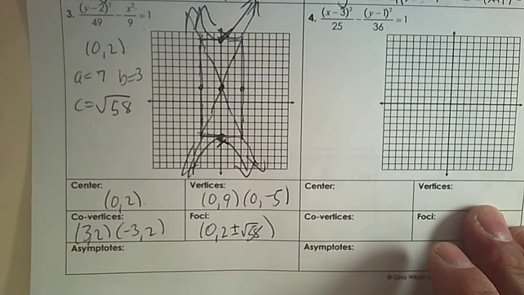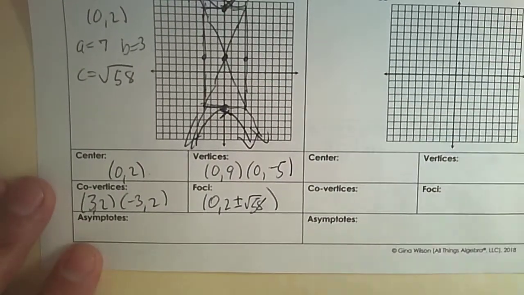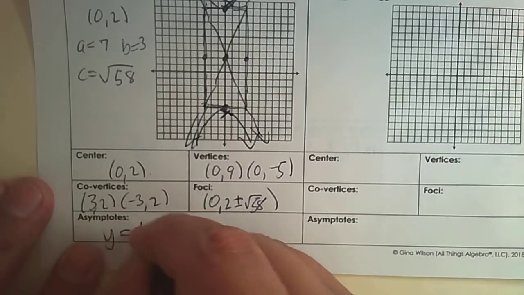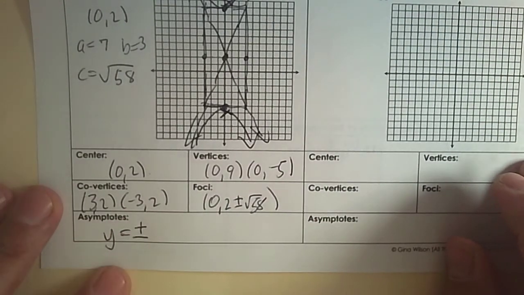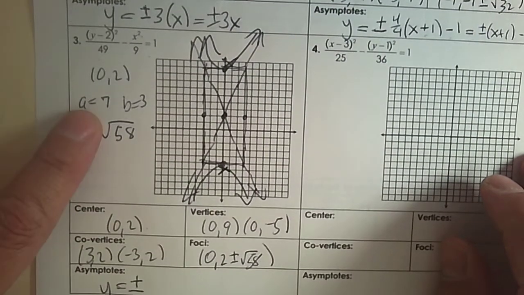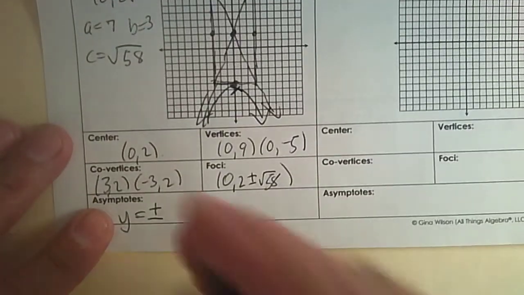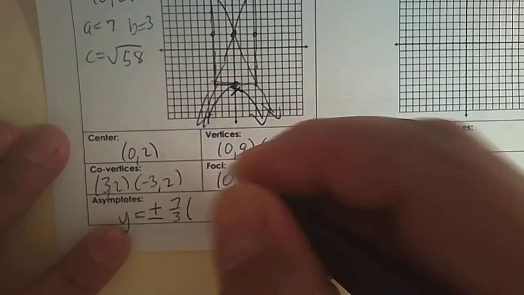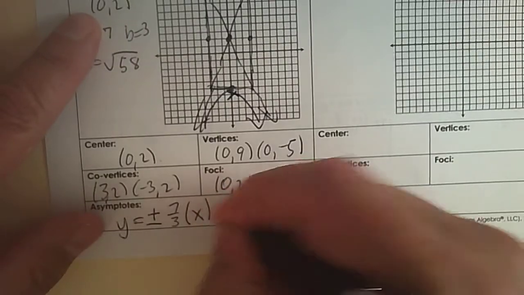affecting the y-coordinate, and then the asymptotes. So it's y equals positive and negative. Positive slope, negative slope. Rise over run. Which one goes with the y-coordinate? That's 7. So it's 7 over 3. And then the center. So it's just x plus 2.